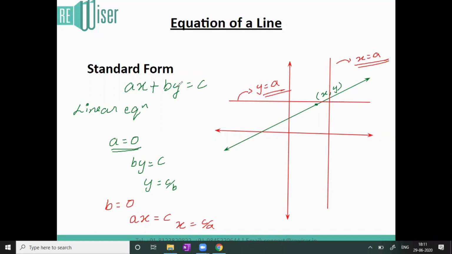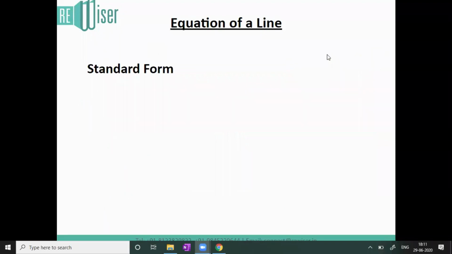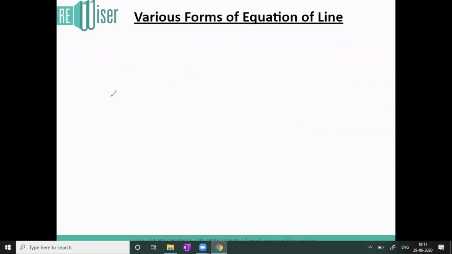These are known as linear equations in one variable. And whenever a and b are not zero, or you can say non-zero constants, we say it's a linear equation in two variables. There are also many other forms of the equation of a line. The next form is y equals mx plus c, where m is known as the gradient of a line, or you can also say the slope of a line, and c is known as the y-intercept.